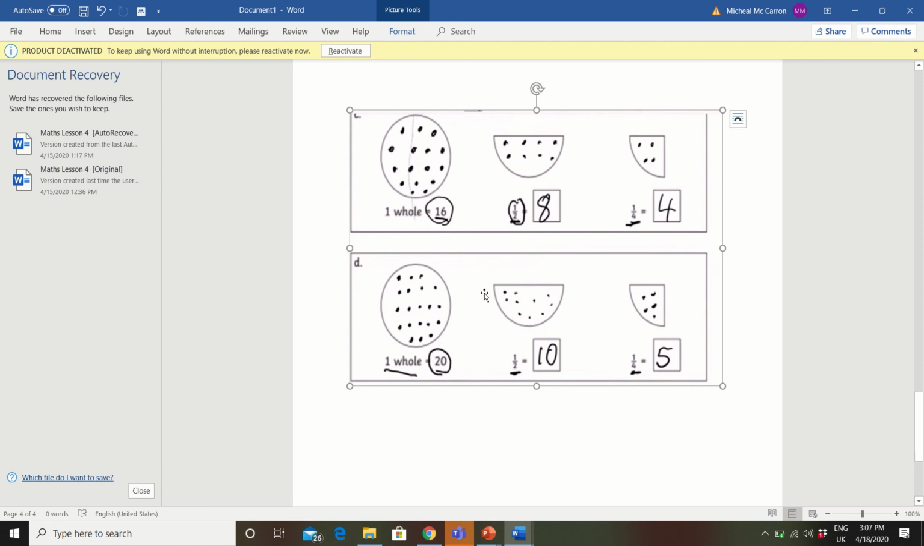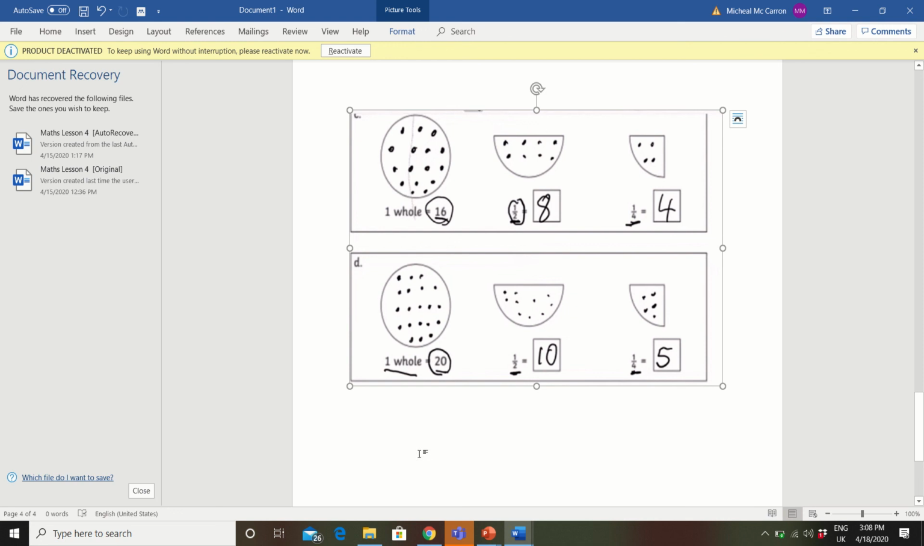Now question D, we have 20 dots in the one whole circle. If we draw a line through the middle to make a half, we count 1, 2, 3, 4, 5, 6, 7, 8, 9, 10. 10 dots in a half. If we make the circle into a quarter, 1, 2, 3, 4, 5 dots in 1 quarter. So you can count the dots, or 20 divided by the denominator 2 is 10. 20 divided by the denominator 4 is 5.